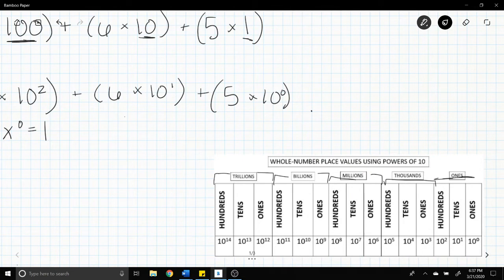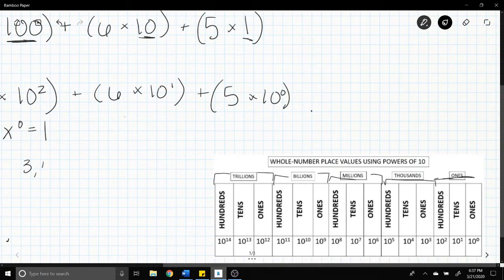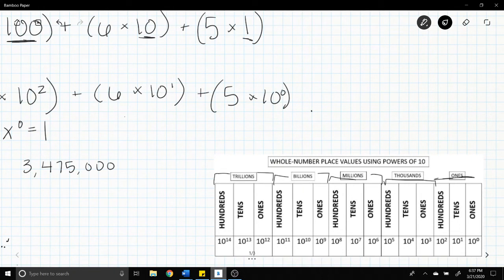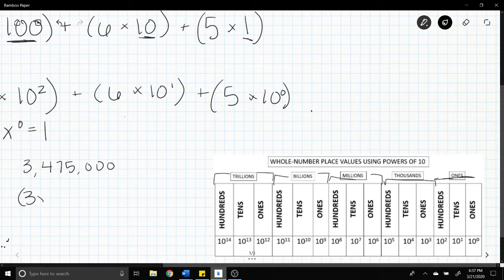So say we had a number like 3,475,000. We'll just do that. If we wanted to write this in expanded notation using our powers of 10, we would do 3 is in the million spot. So what is a million? You can look on this. 10 to the power of 6.